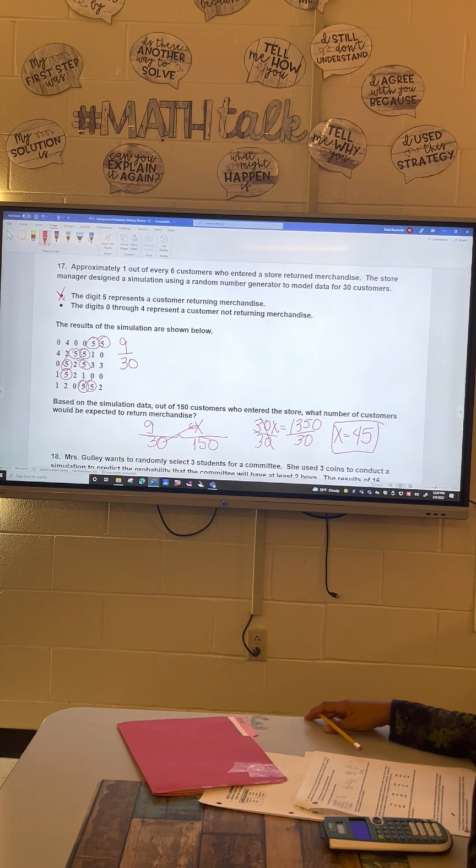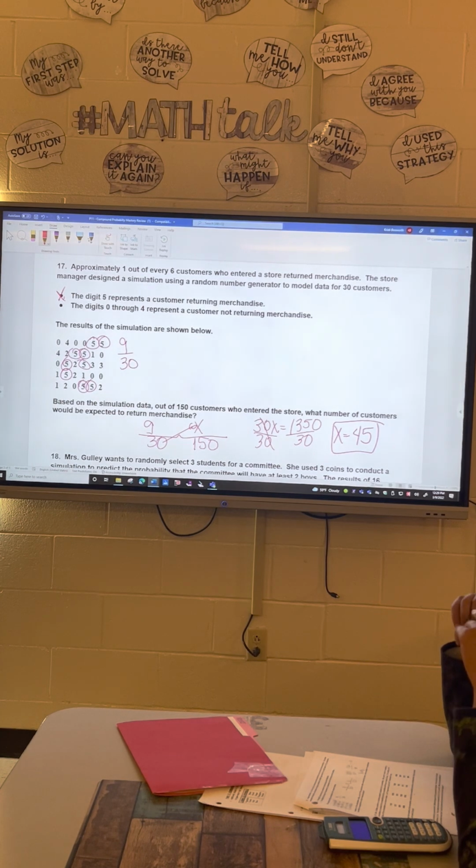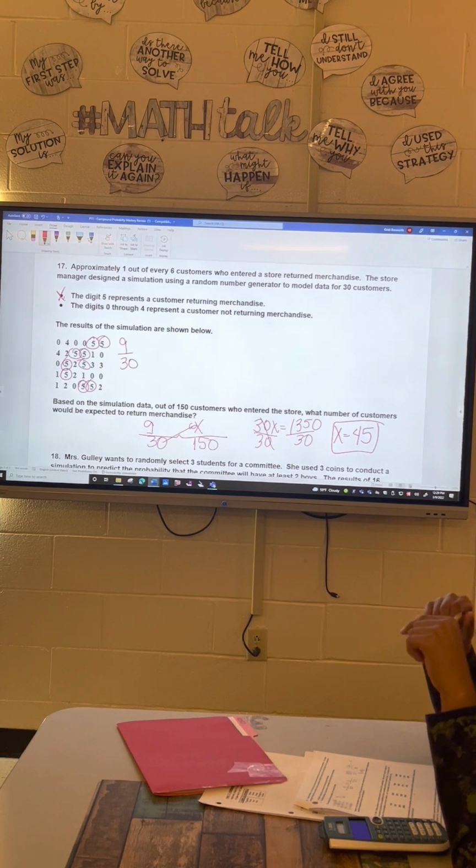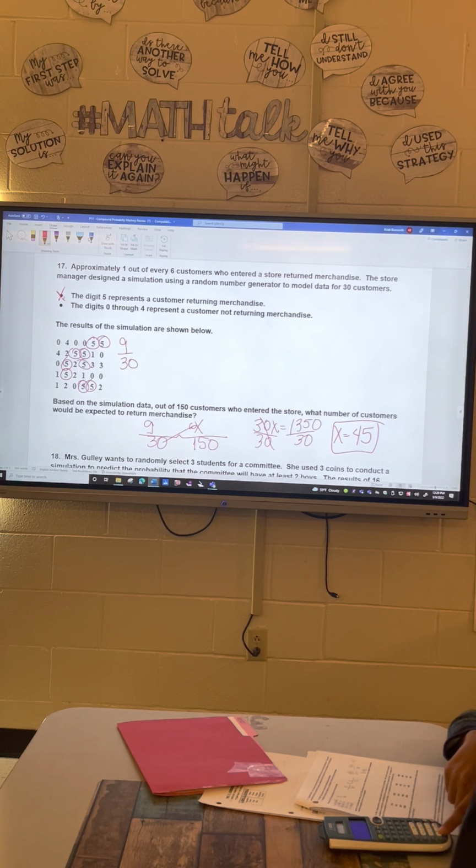Okay? That is simulation. I can tell you the problem that's on your test is not this difficult, but this is a great simulation question. A simulation is just generating data to help you determine something or to help you make a prediction.